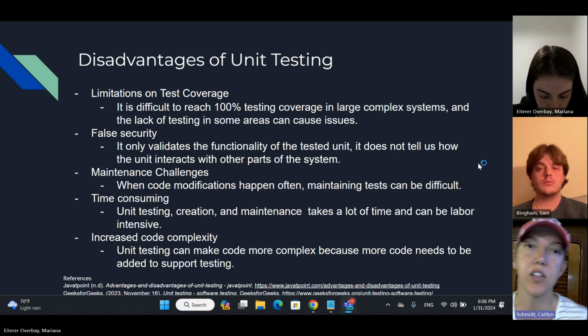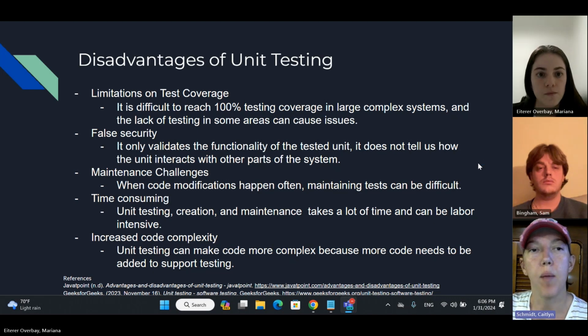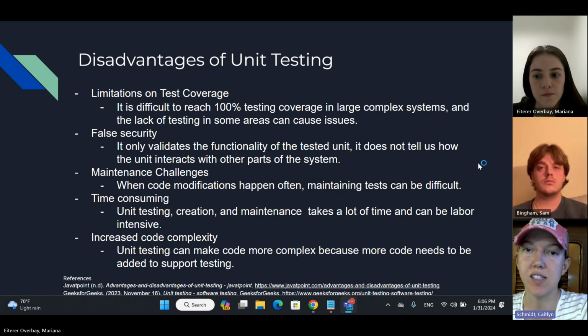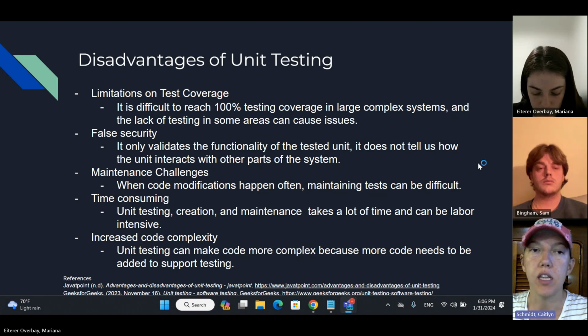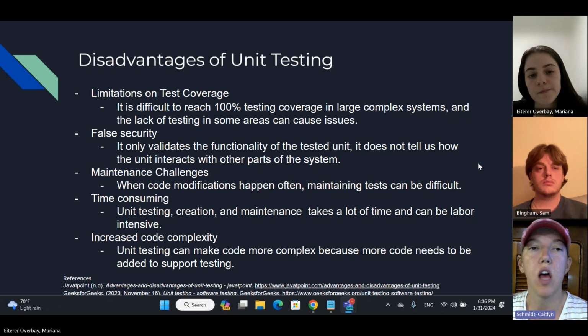Some of the disadvantages of unit testing are that there can be limitations on test coverage. It can be difficult to reach 100% testing coverage in a large or complex system, and lack of testing in certain areas can cause issues in production. There's a false sense of security with unit testing because it only validates the functionality of the unit that you tested, but it doesn't say how that unit interacts with the rest of the system.